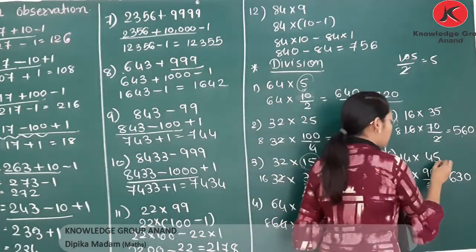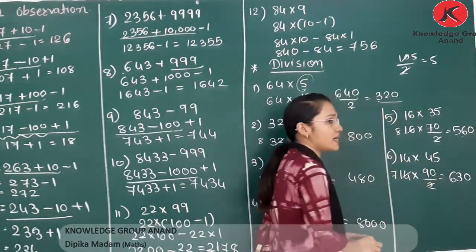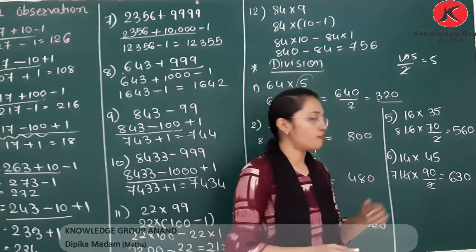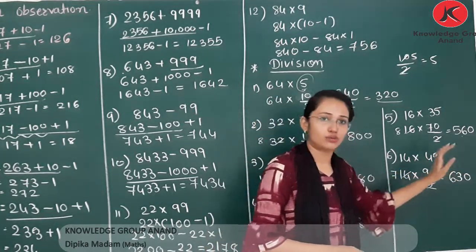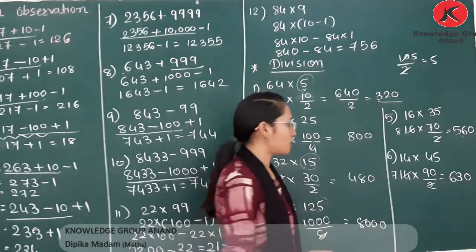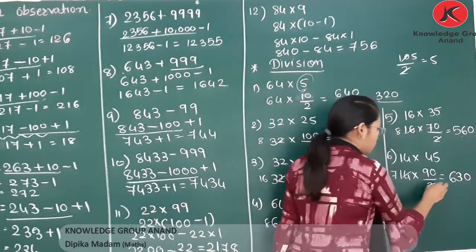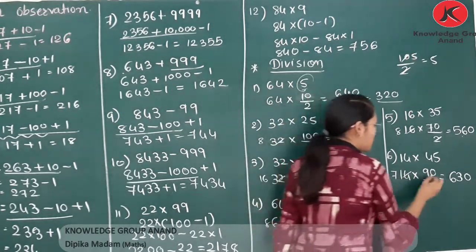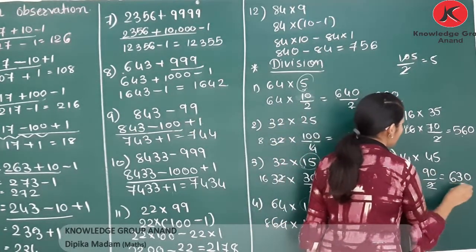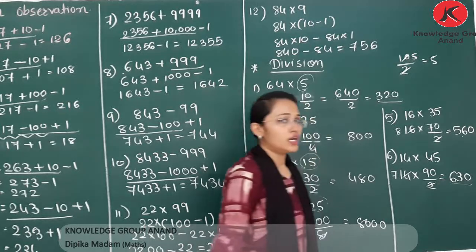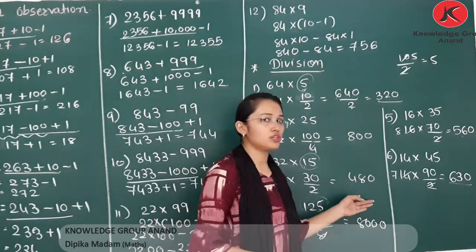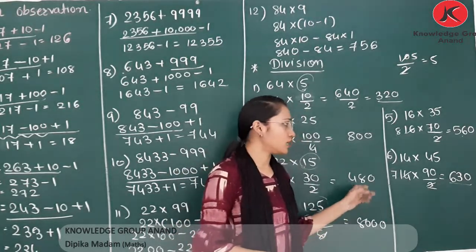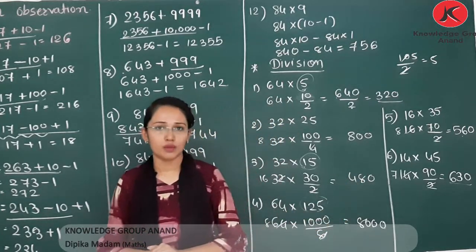14 into 45. 45 is written as 90 by 2. 45 2s are 90. So 90 divided by 2, you can cut the common factor. 7 2s are 14. Now 7 is multiplied with 90, which is equal to 630. It means you can change the number using division to make it simpler.